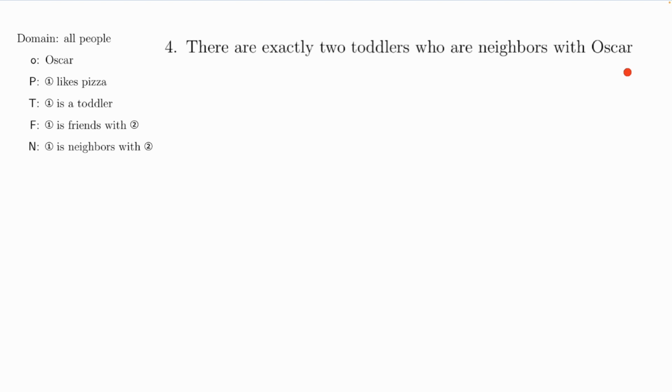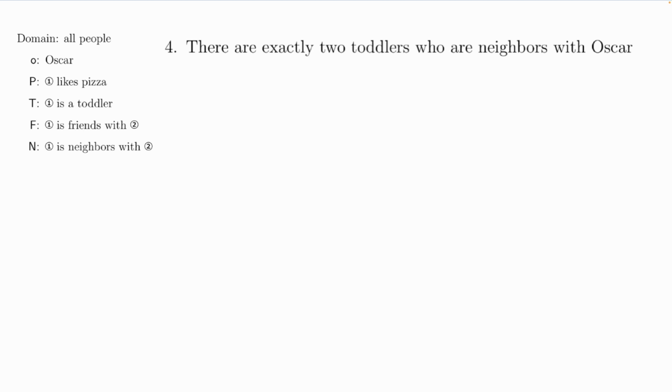The first way, you could see there are exactly 2 toddlers who are neighbors with Oscar as asserting there are at least 2 toddlers who are neighbors with Oscar, and there are at most 2 toddlers who are neighbors with Oscar. If you combine those 2 statements, then that's really the same thing as saying there are exactly 2.